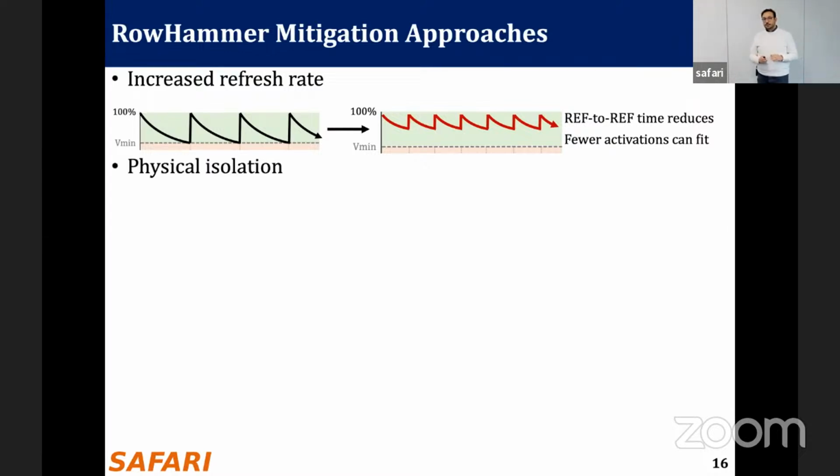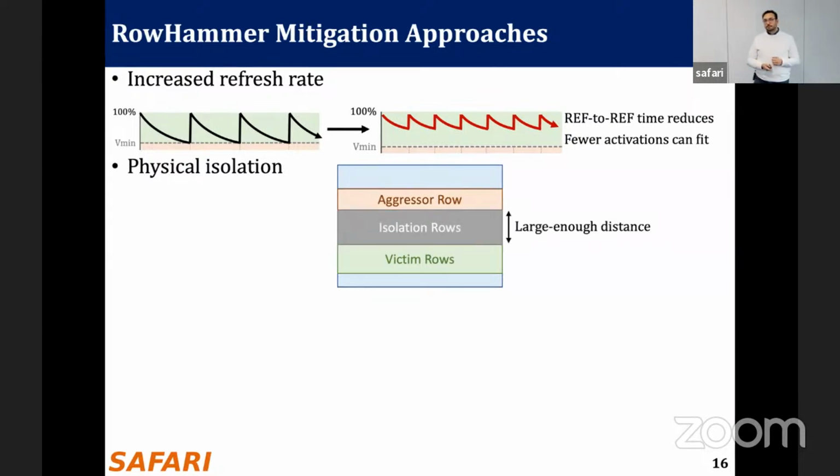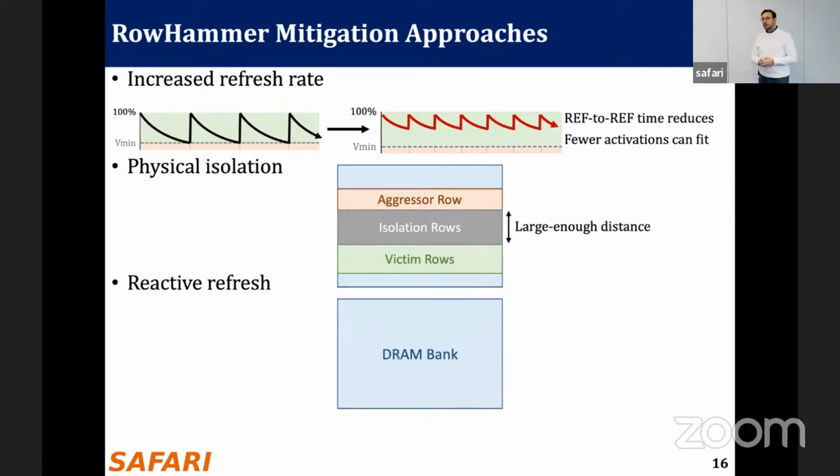The second one is physical isolation. What we do is we have our victim rows, or our sensitive data, stored in these victim rows in a DRAM bank, and we make sure that an attacker's memory is not allocated somewhere physically close to these victim rows, so that if they hammer these aggressor rows, they will be too far from the victim rows to induce bitflips. For that, we need to put isolation rows in between, and we need to provide a large enough distance to mitigate this.